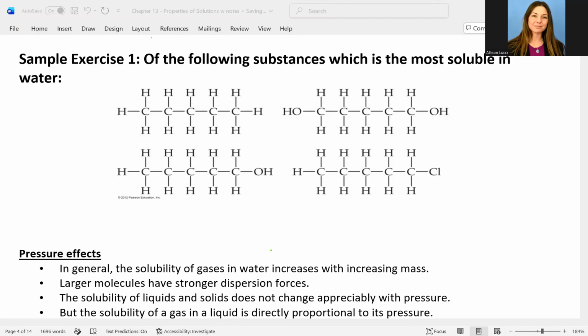Looking at the first compound here in the upper left, all we see are carbon and hydrogen bonds. So this substance is fairly nonpolar. So we'll just indicate that here, knowing that water is a polar molecule. Here we can see this molecule can hydrogen bond on both ends. So I'll note that's like water.